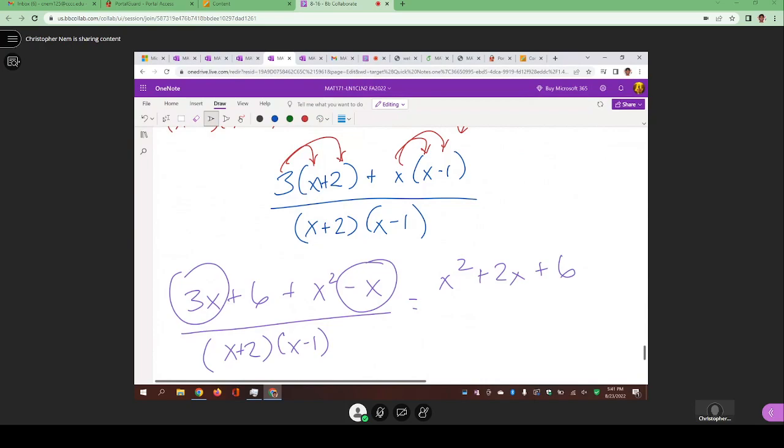I believe it is. Let me just see and verify if I have the right problem or not. Where am I at? Yep, we're good to go. All over x plus 2 times x minus 1. Anything cancel out? I think that's it. And then, fortunately, this piece is not factorable.